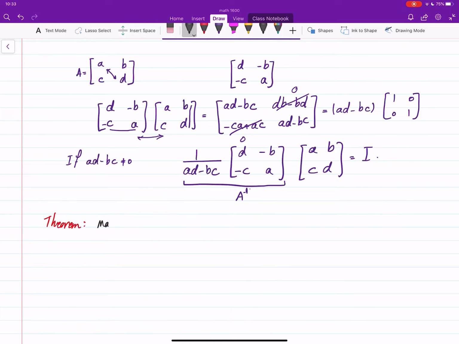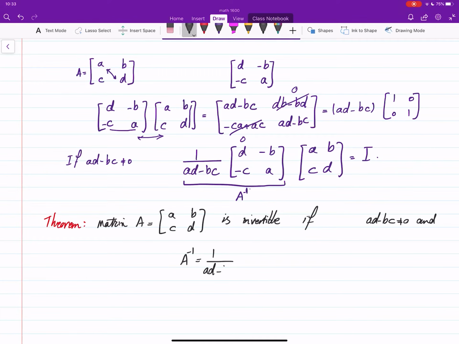Theorem. So at least we showed that the matrix A, B, C, D is invertible if AD minus BC is non-zero, and in this case the inverse is 1 over AD minus BC, times D, negative B, negative C, A.